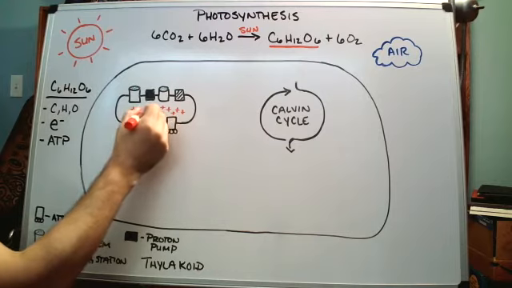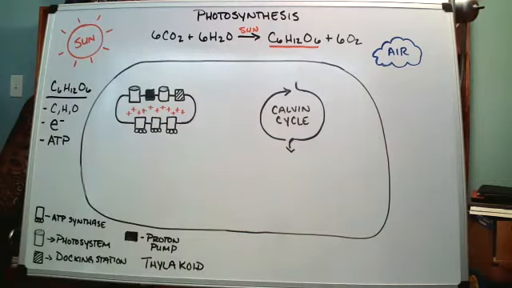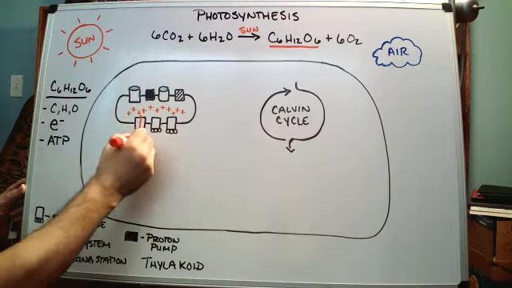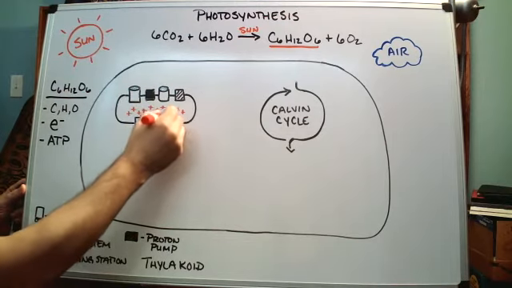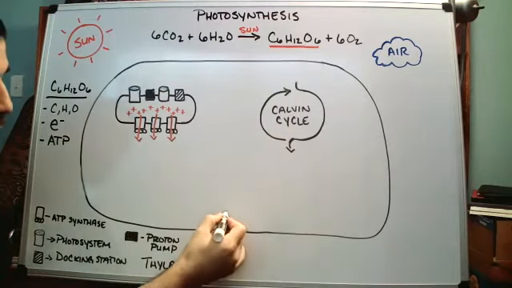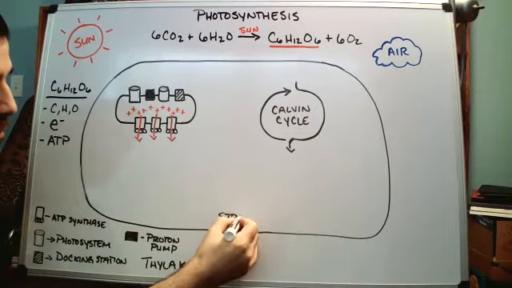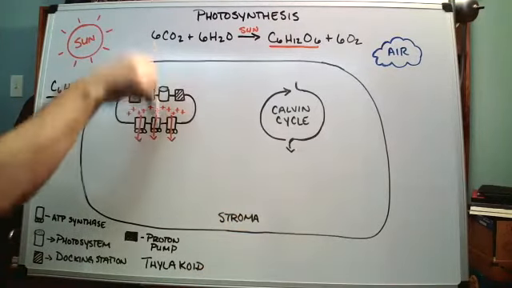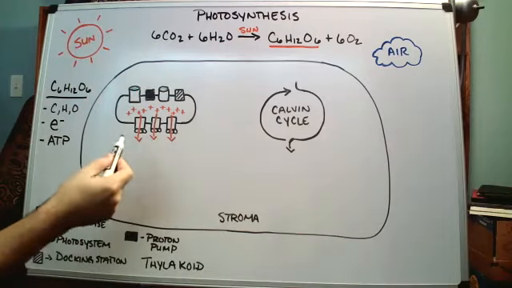Now, because it's hollow, it's going to allow protons to pass through it. And we want protons to pass through ATP synthase because when protons pass through ATP synthase, it spins, right? So it's hollow, which allows the protons to travel through the thylakoid out into the, we haven't identified this part. This is not called the matrix. This is going to be called the stroma.